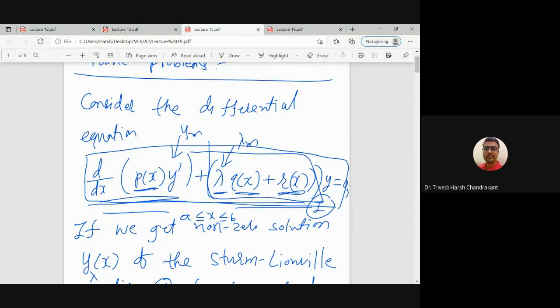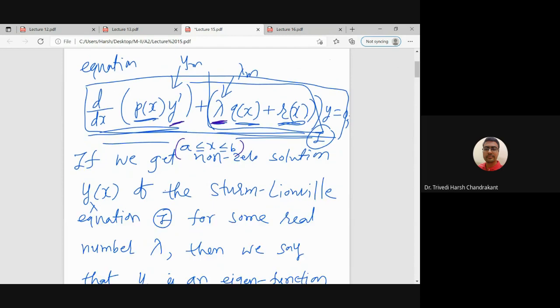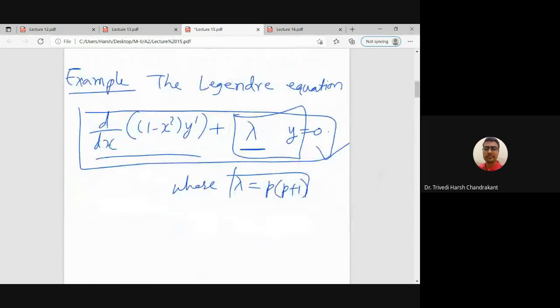Whenever such an equation is given, we say that such an equation has an eigenvector depending on whether there is a non-zero solution y corresponding to some real number lambda. If this differential equation has some non-zero solution y(x) over the closed interval a to b for some particular fixed value of lambda, then that non-zero solution is called the eigenfunction corresponding to that particular value of lambda. So that is the concept of eigenfunction.